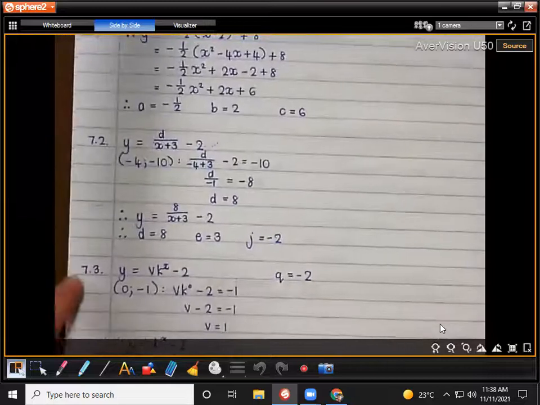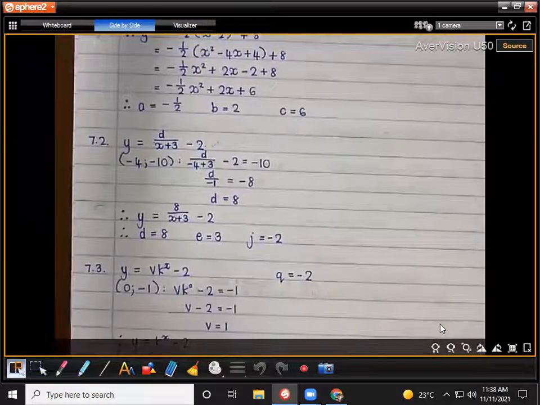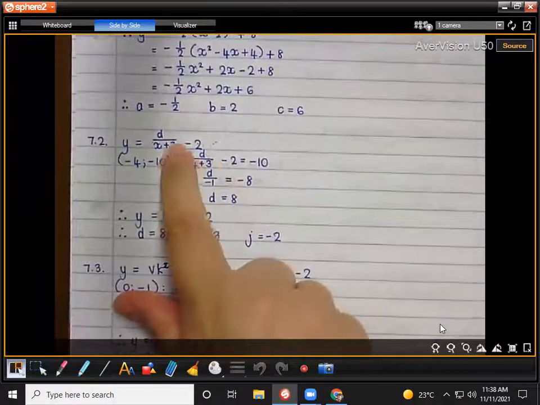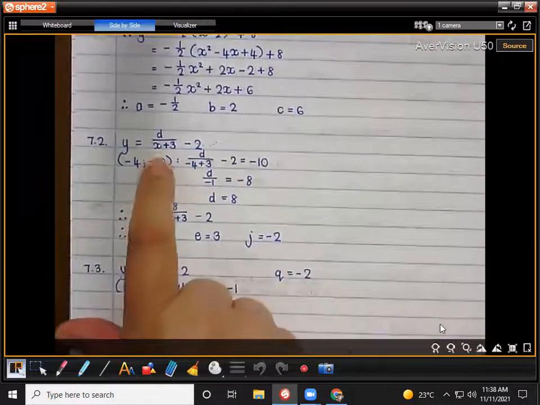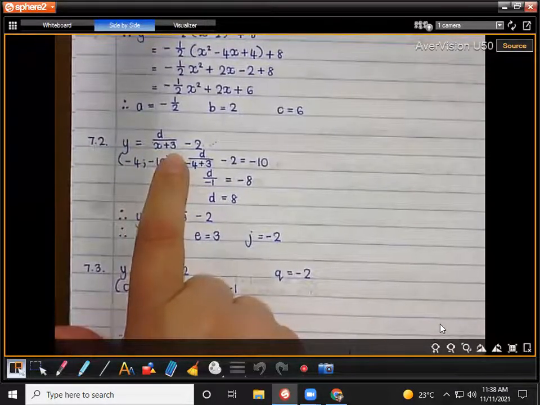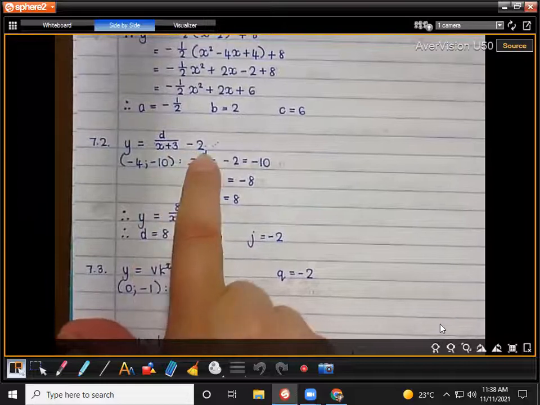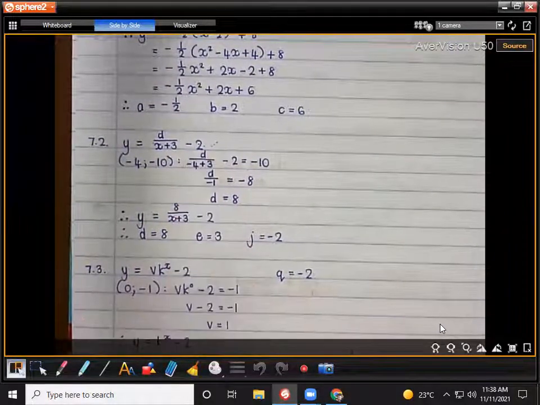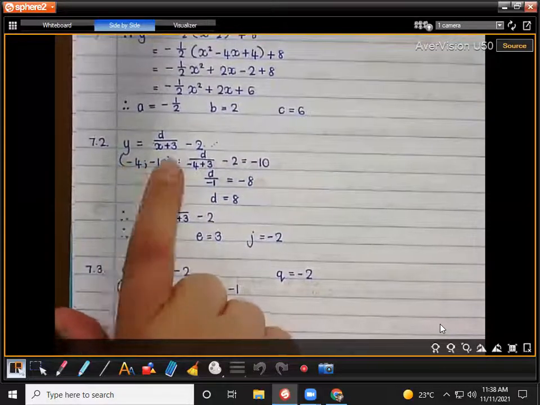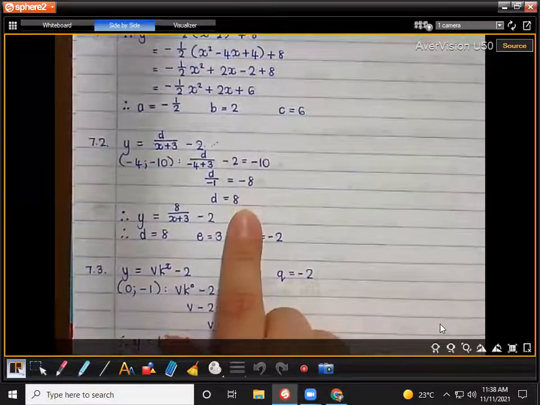All right, 7.2 was finding the values of D, E, and J. So that was of the hyperbola. I just put in my two asymptotes. It was x equals -3. Remember, it's then x plus 3 in the equation. And the y one was -2, so it's -2 in the equation. Then I subbed in the other point, which was also -4, -10. That allowed me to solve for D.